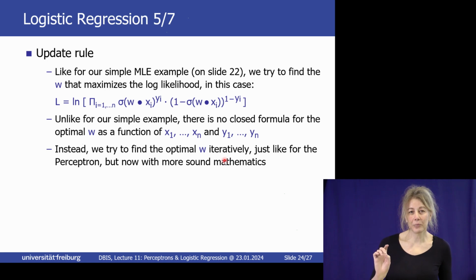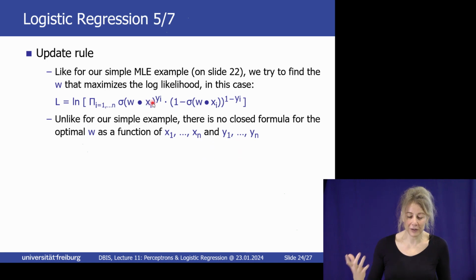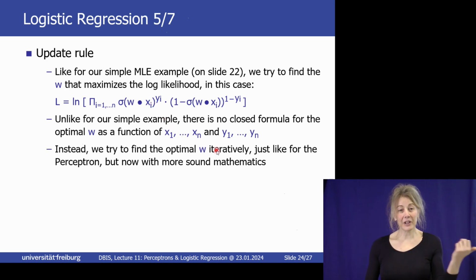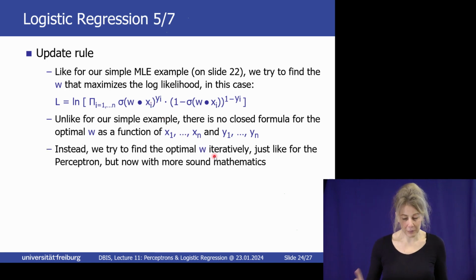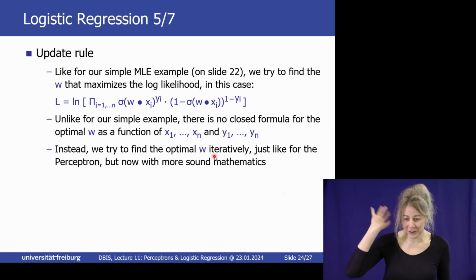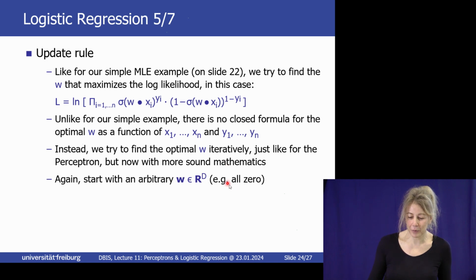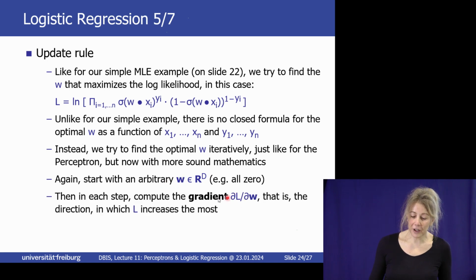And that's what you typically do. In all of learning, whenever you have such problems where you can't compute the exact solution with a closed formula, you do something iterative, just like for the perceptron. But now, not with some rules which just came to your mind during sleep or not sleep, but we do it in a more principled way. So again, you start with some W, and now in each step you compute the gradient.